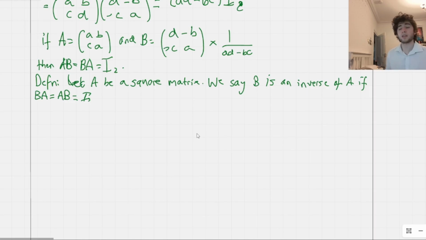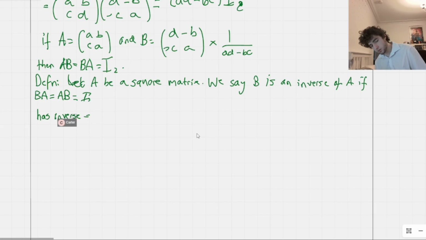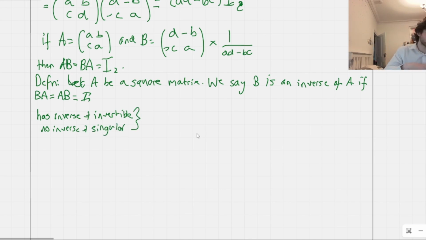Another thing that's worth mentioning is that any matrix that has an inverse is said to be invertible. Not always true, as we'll talk about as well. If a matrix does have an inverse, then it's said to be invertible, and if it doesn't have an inverse, then it's said to be singular. So: has an inverse means invertible, does not have an inverse means singular. These are two words that you need to get used to, because they're going to come up again and again.